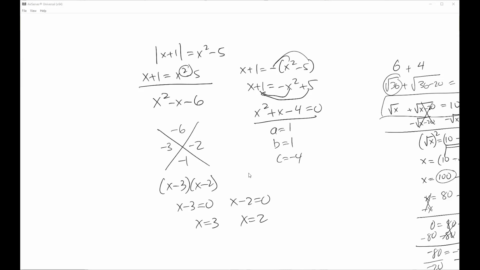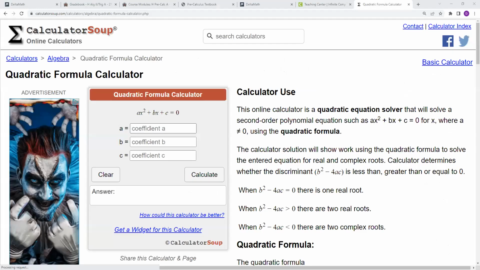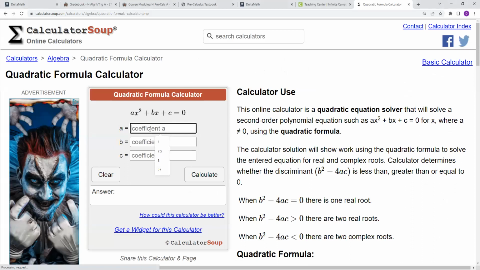And then go into our quadratic formula calculator. So I'm going to stop sharing this screen. And then what I'm going to do is go into Calculator Soup, so quadratic formula calculator here. There we go. Let me share my screen. Give me a second. Share screen. Right here. You see the quadratic formula calculator, right?